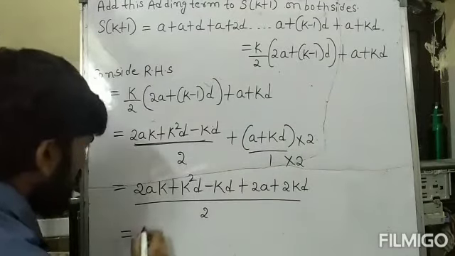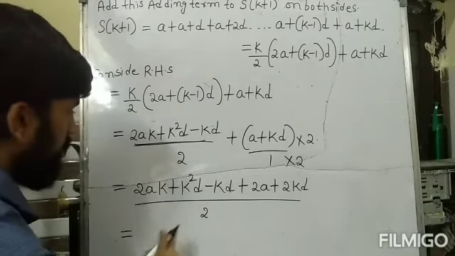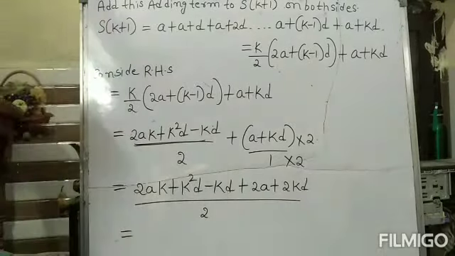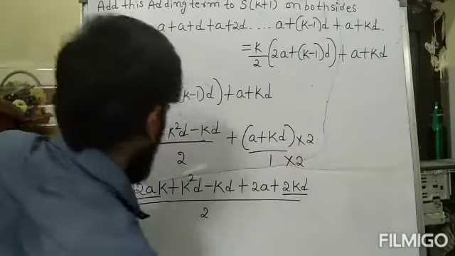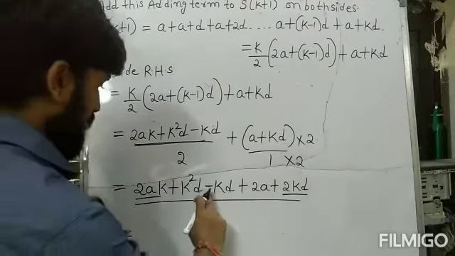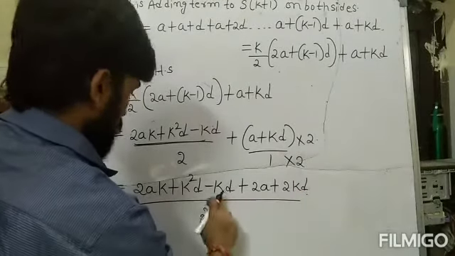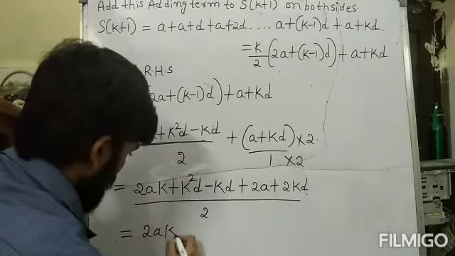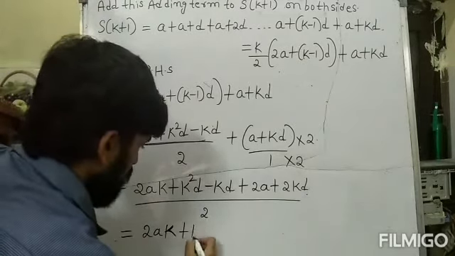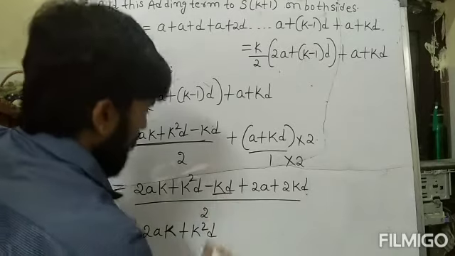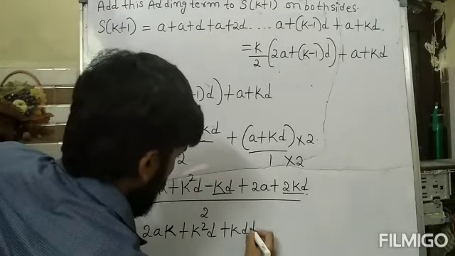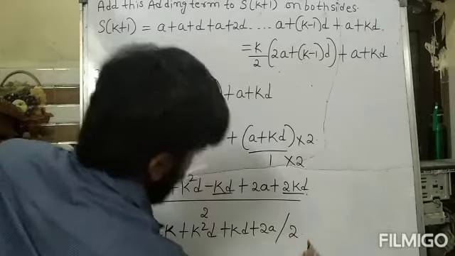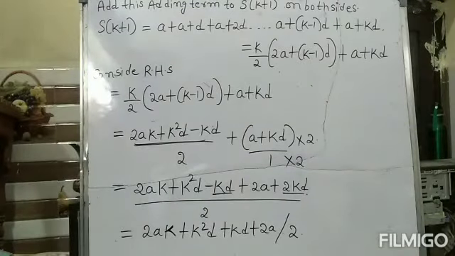Now what you are going to get? 2ak, no common. 2ak plus k square d. Here minus kd, here plus 2kd, that is 1kd, plus 2a, by 2.